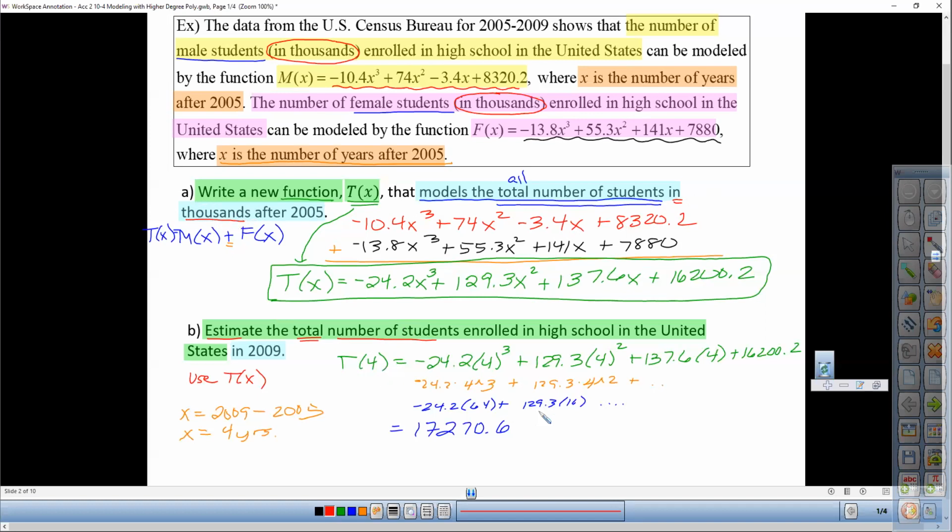Which means that we have to take this and multiply it by 1,000 in order to get the true correct number. And you can use your calculator, but you should also know your basic math here. It moves your decimal point 3 places to the right. So I now have 17,270, and then 6, and then 2 extra zeros. And so now it's telling me 17,270,600 total students, which makes more sense based on what we know about the population of the United States.